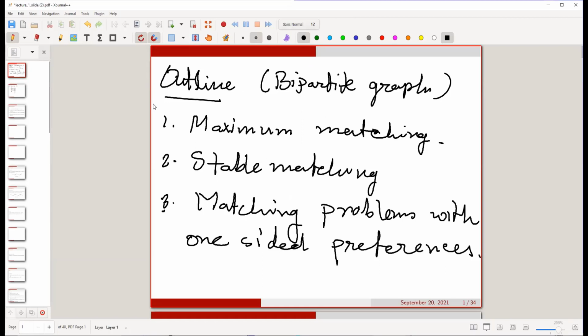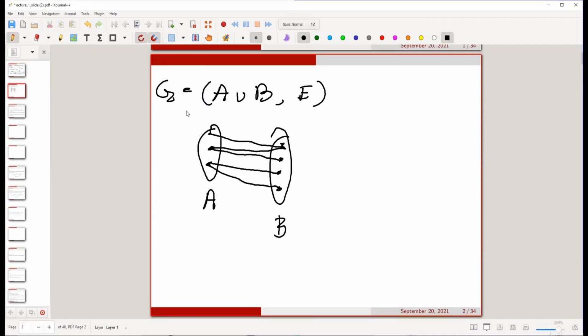So we started with the plan, what we are going to do in this course. First we will look into maximum matching problems, and then we are going to look into stable matching, and finally we are going to look into matching problems with one-sided preferences. In the first few lectures we are going to look into the maximum matching problem, and we will see some efficient algorithms to compute one. So we have started with bipartite graphs. What is a bipartite graph?